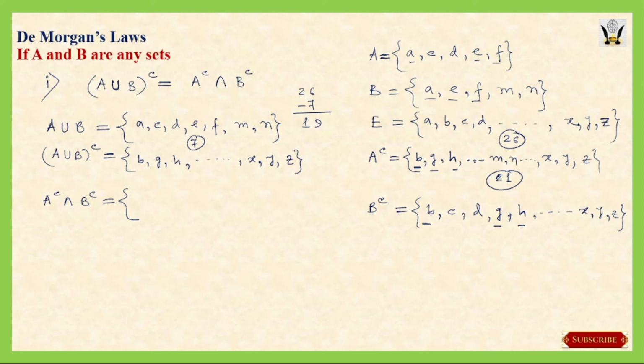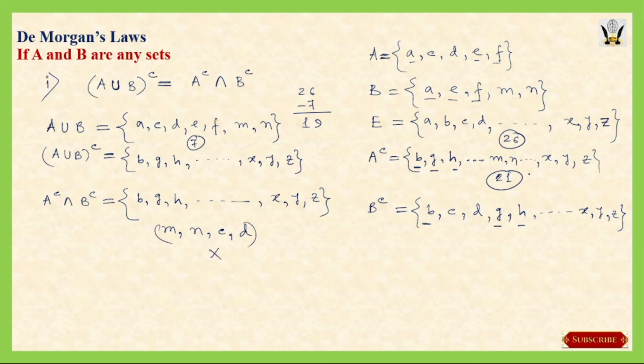So after H we will have all other alphabets other than MN, and then after N we will have all other alphabets till Z. So in this set we will have B, then G, then H, and then all other alphabets, finally X, Y, Z. And what are the elements it will not have? It will not have MN, it will not have CD. These 4 elements are the elements which are not common between A complement and B complement.